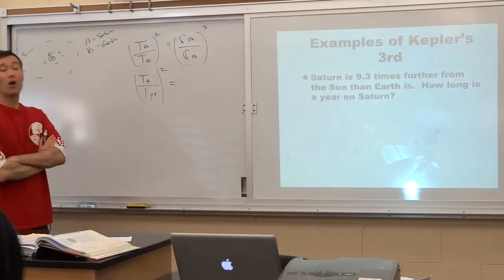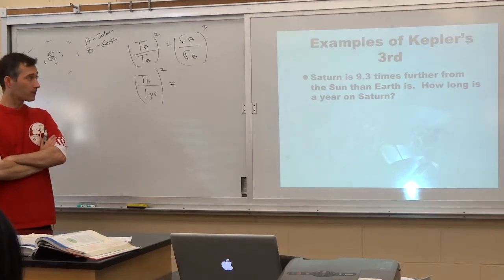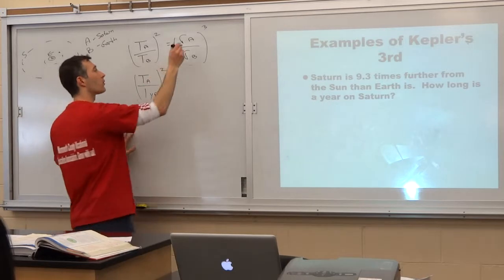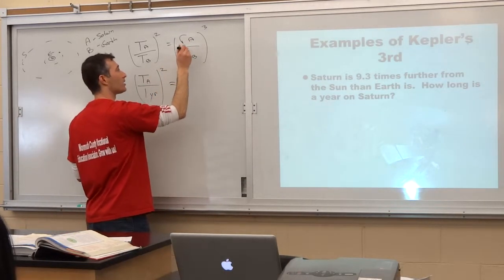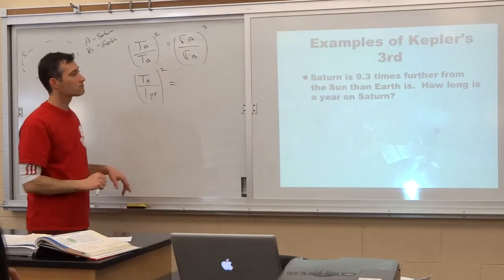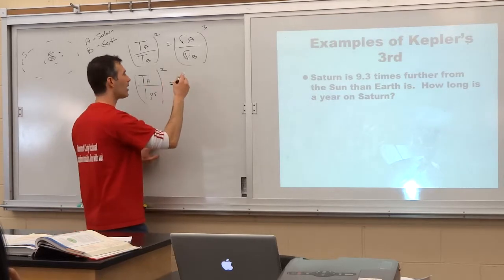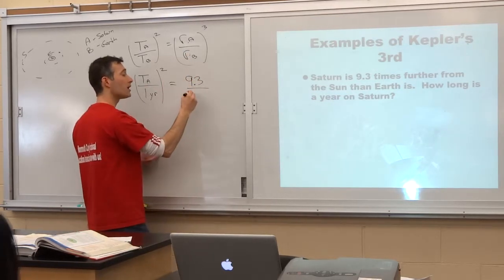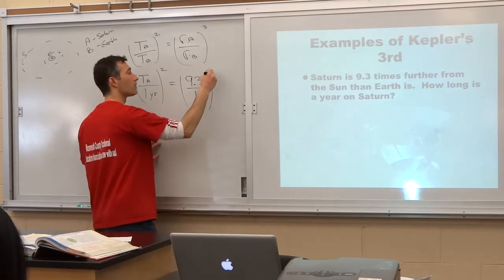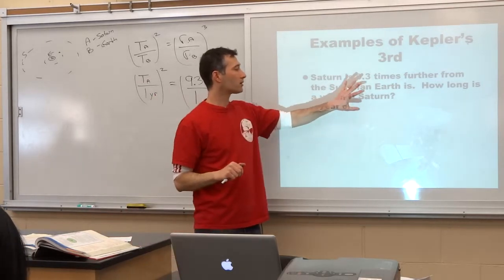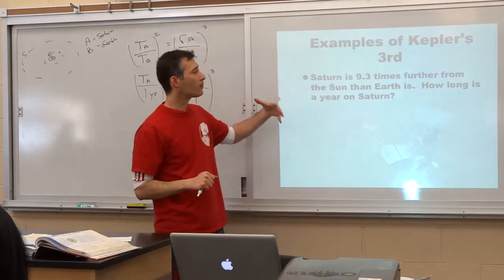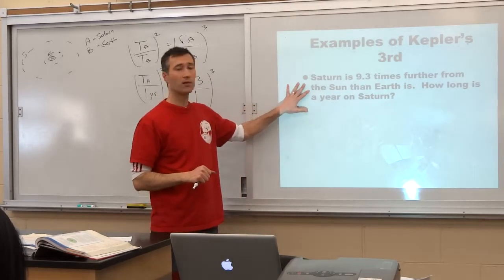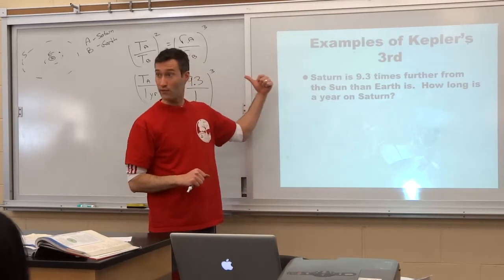Now, I don't really know RA or RB, but I do know the ratio of RA to RB. All right, and let me write this down, but then I'm going to elaborate on this. The ratio of RA to RB is 9.3 to 1. That's kind of covertly stated here. Saturn is 9.3 times further from the Sun than the Earth is. We could put values in.